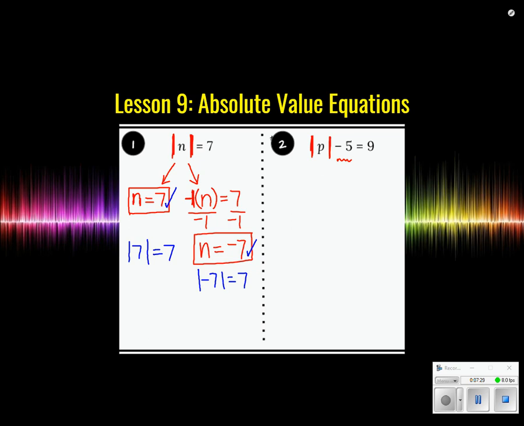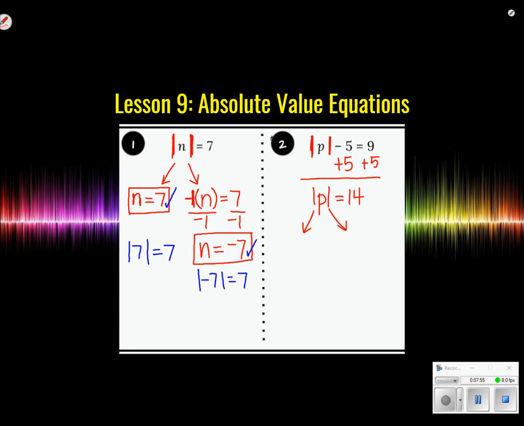So let's look at number 2. Because I have that -5, I'm going to have to move it. And I move it using inverse or opposite operation. So I'm going to add 5 to both sides. That means I've got the absolute value of p equals 14. Unless there's a 0 over there where there's a 14 in it, these should have 2 answers. So just keep that in mind.